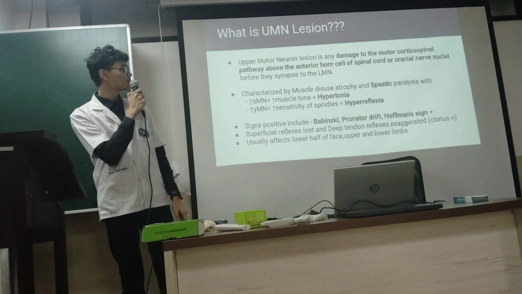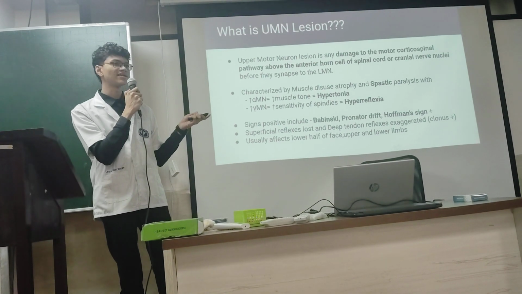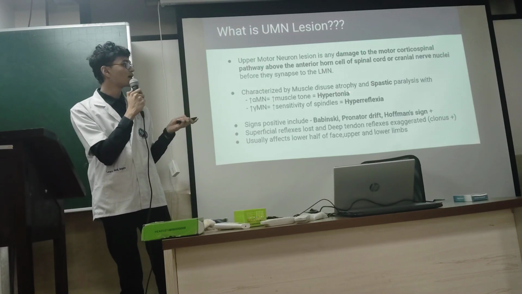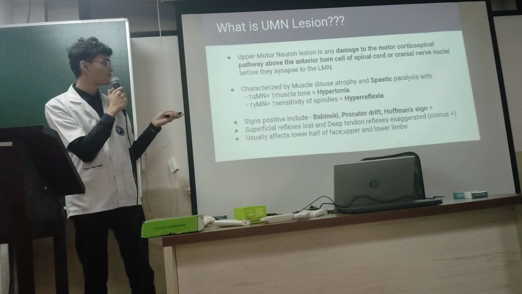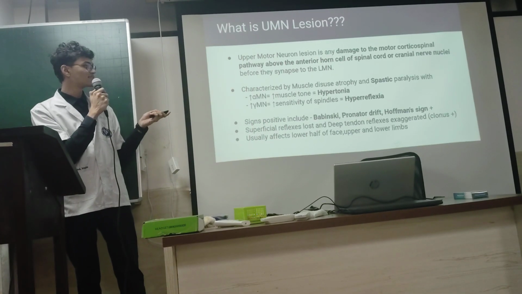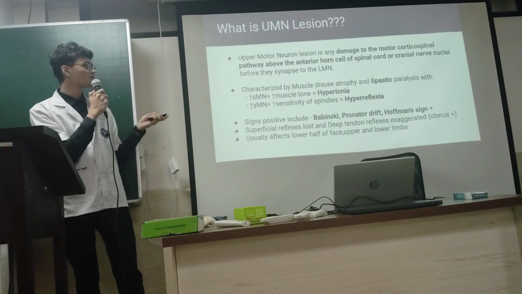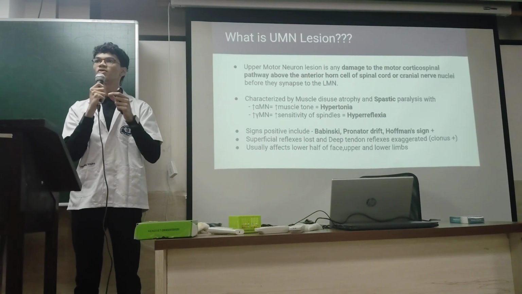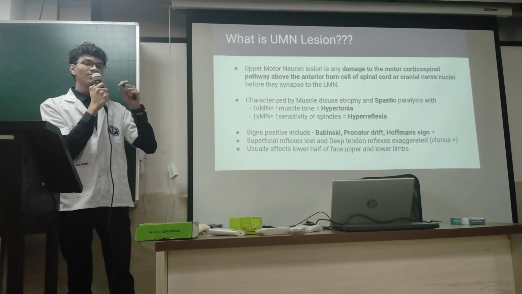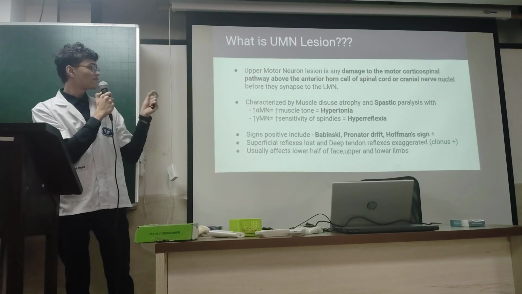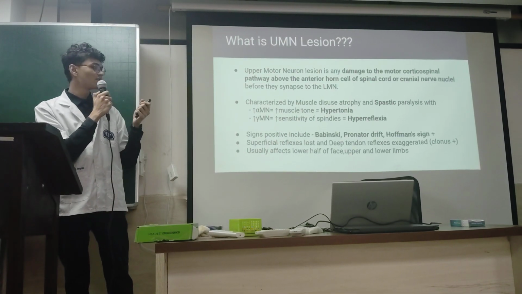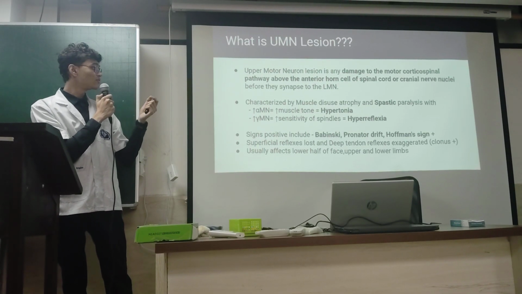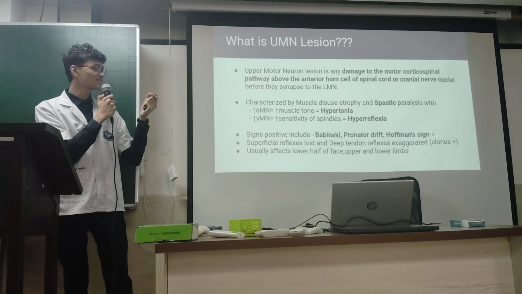The characteristics of upper motor neuron palsy are spastic paralysis. Now, why is it spastic paralysis? Because it is characterized by hypertonia and hyperreflexia. Hypertonia caused by alpha motor neuron, which increases the muscle tone, and gamma motor neuron, which increases the sensitivity of spindles. Basically, when the upper motor neuron are damaged, the pathway which inhibits the alpha motor neuron also gets damaged. So alpha motor neuron activity increases, which causes increase in hypertonia, and gamma motor neuron also increases, which causes hyperreflexia.